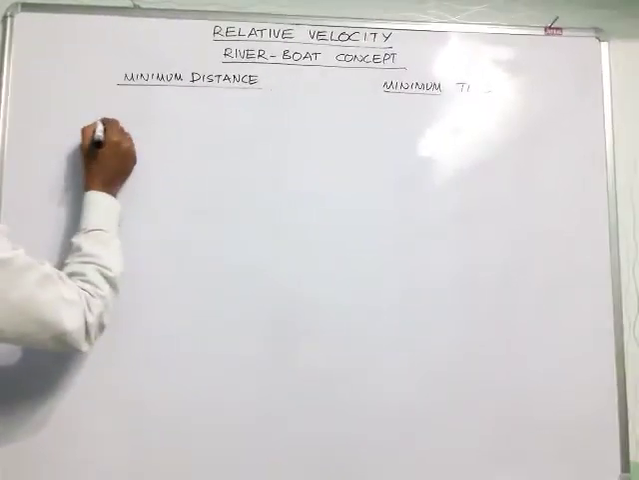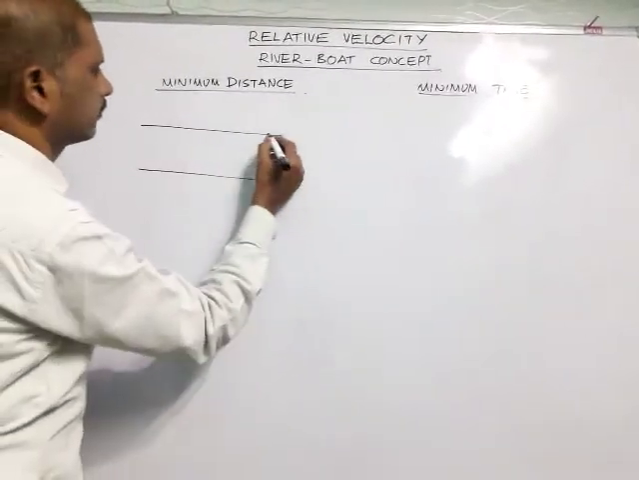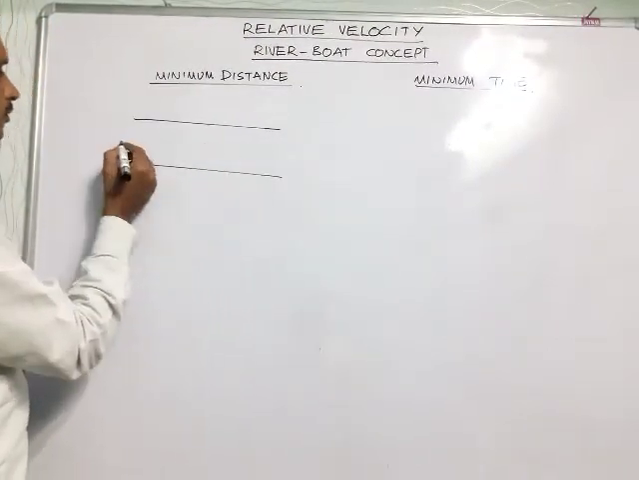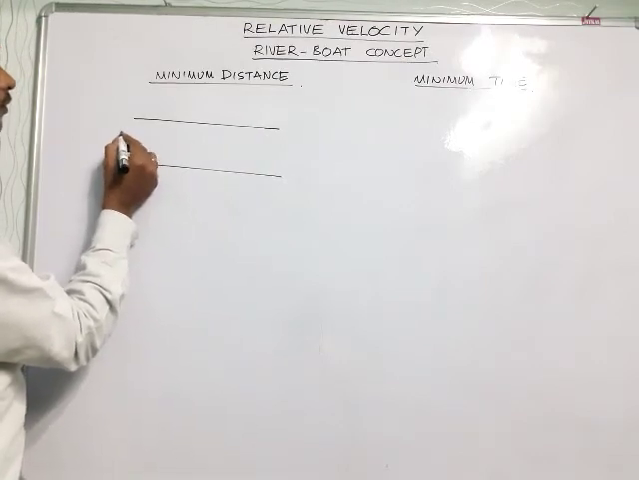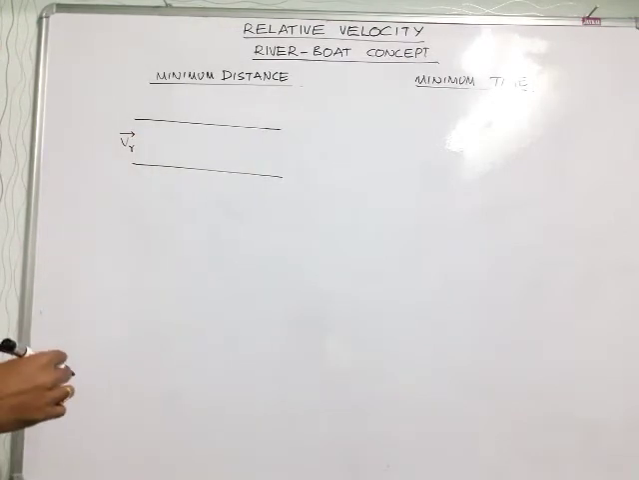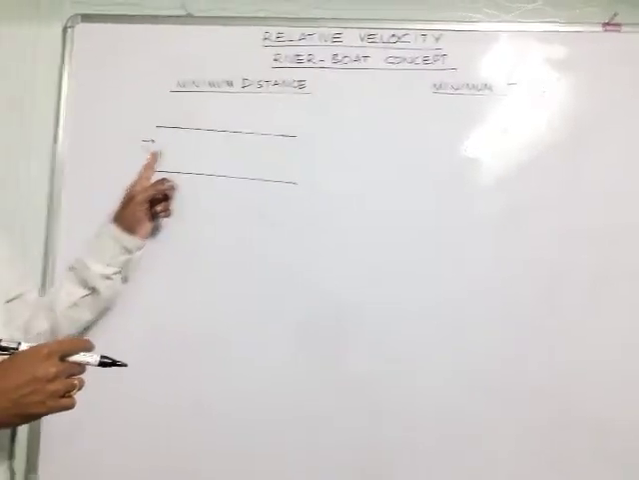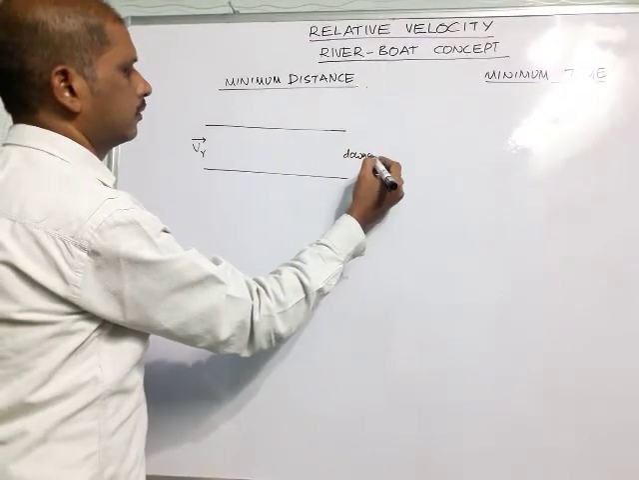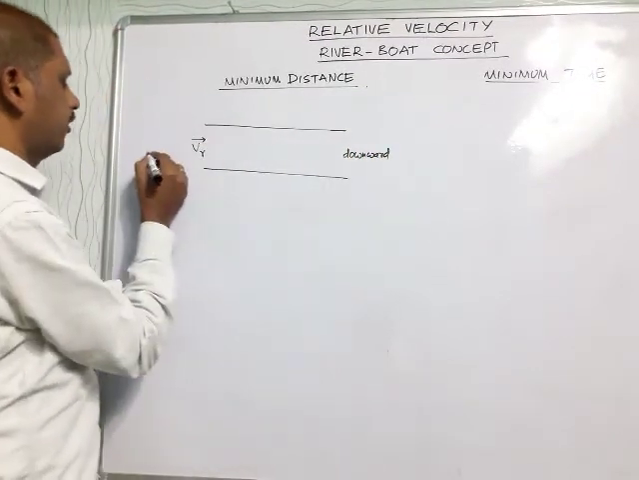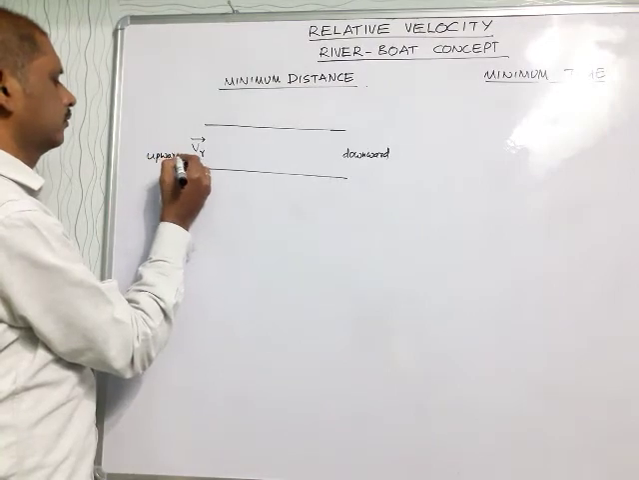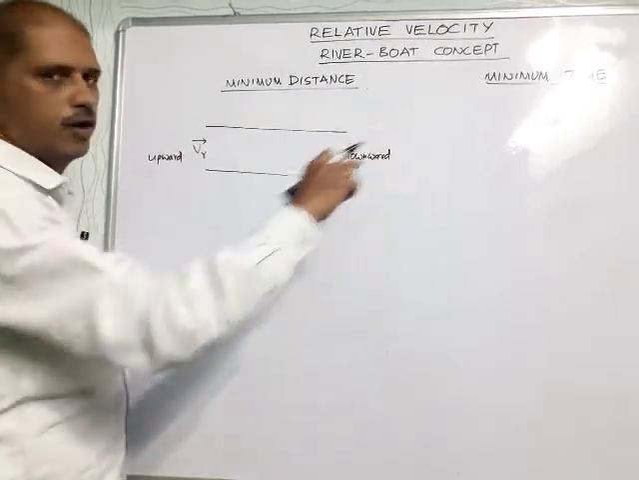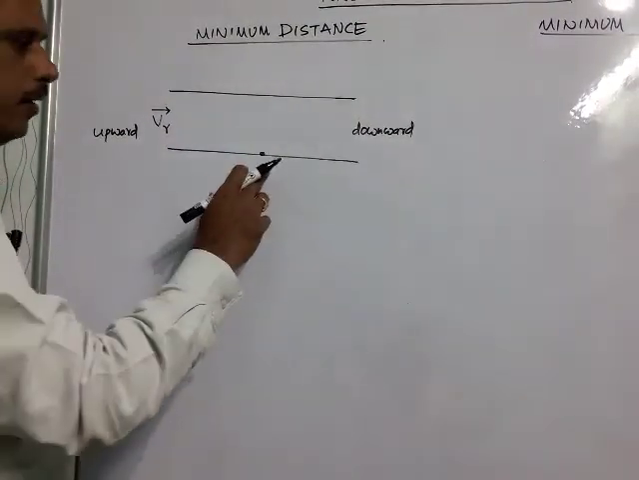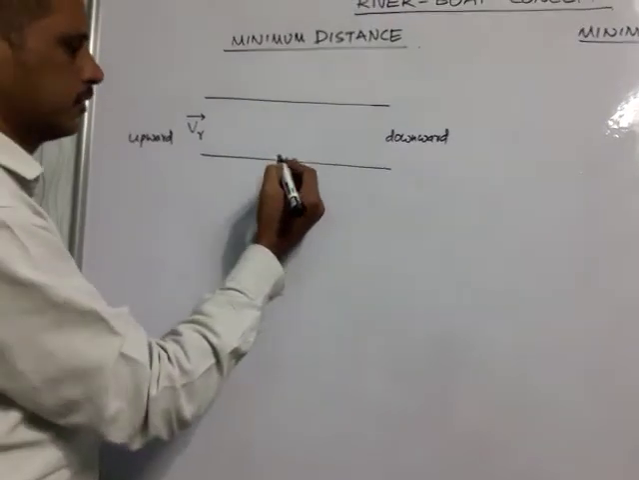For example, here if you consider this is a river. In this river, water is flowing in this direction. So the river water velocity I am showing in this direction. This is downward, this is upward. Water is flowing from upward to downward in this direction. Now a boat or a person is swimming from this point A.